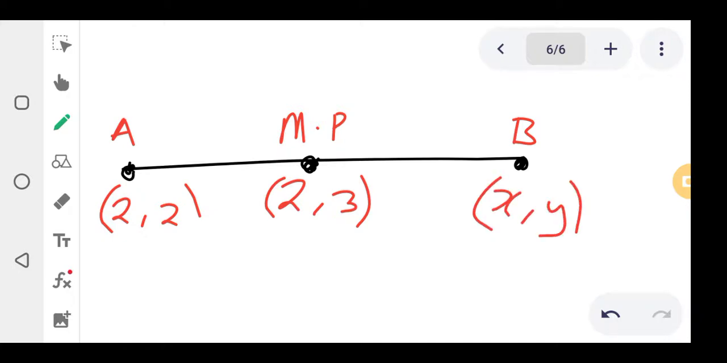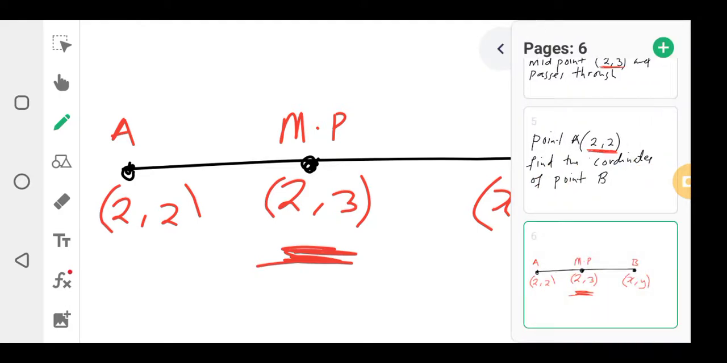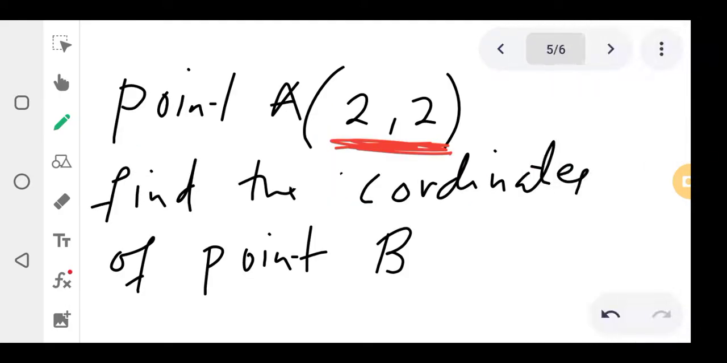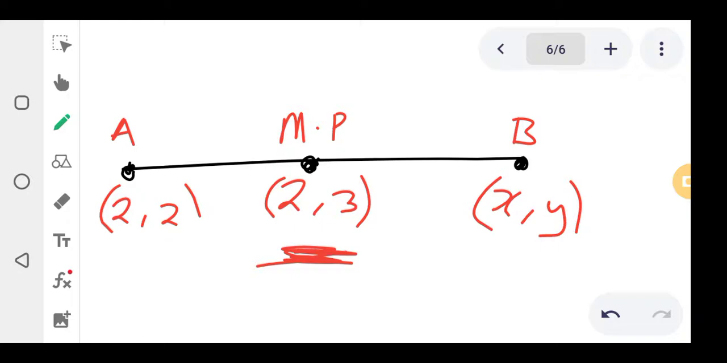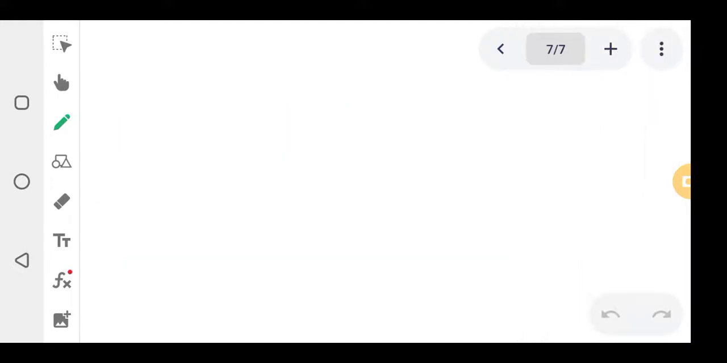We do not know it, but we have the midpoint, so we're going to use the midpoint formula. That's why the question says find the coordinates of B: you have a midpoint and one of the other points, and you are looking for the third point, which is this one. So we first write the formula for midpoint.